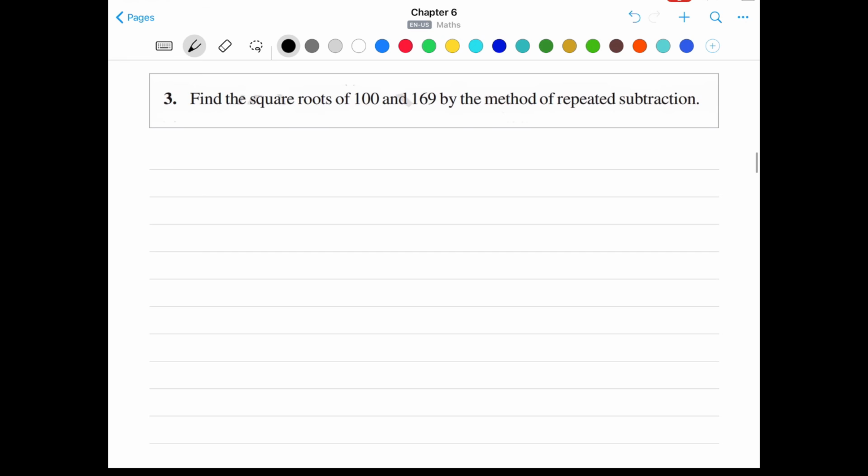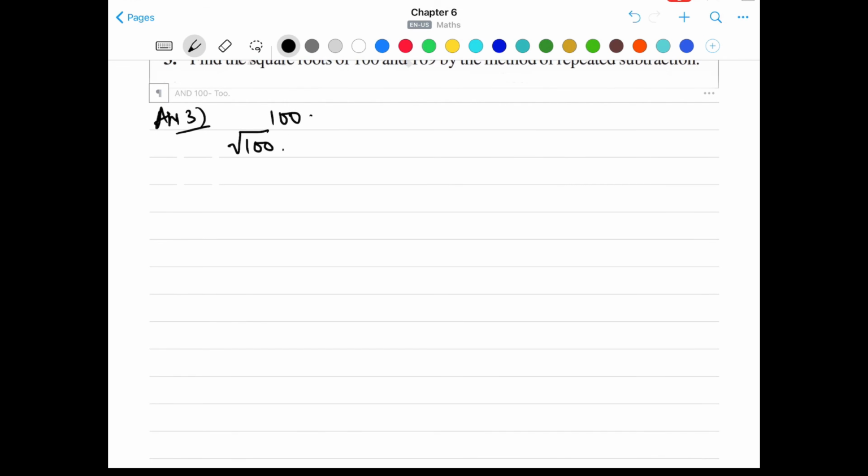Now moving to question number 3, we have: find the square root of the numbers 100 and 169 by the method of repeated subtraction. Like I've told you, we can use the repeated subtraction method to find the square root of any number. So let's start and write the answer to number 3. The first number we are given is 100, and we are asked to find the square root of 100 using the repeated subtraction method.